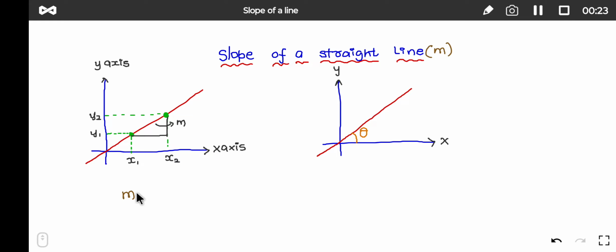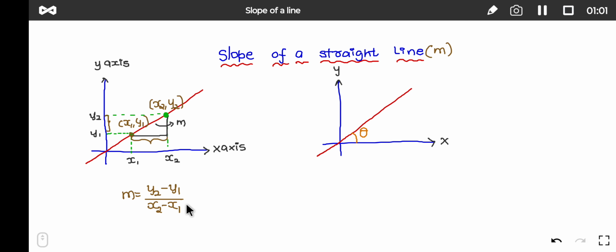One is m is equal to y2 minus y1 divided by x2 minus x1. We can use this formula to find a slope whenever the line is passing through some points and those points are given. For example, you can see that this red line is passing through the point x1 comma y1 and one more point is given, x2 comma y2. To find the slope of this line, we use the change of the y coordinate divided by the change of the x coordinate, which is y2 minus y1 upon x2 minus x1.